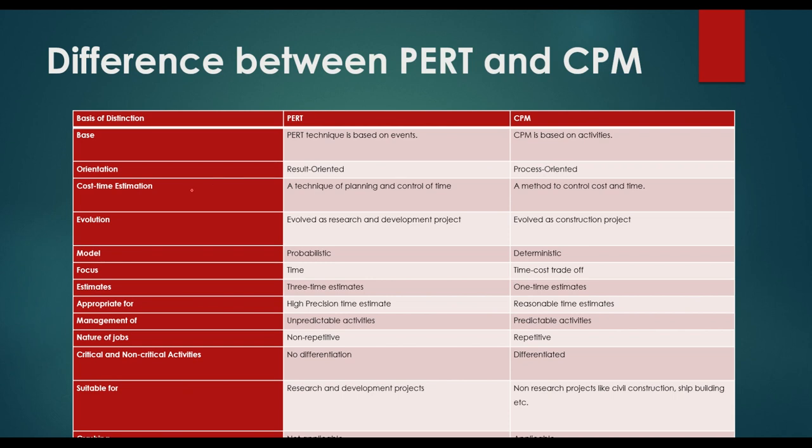Then next is cost time estimation. So a technique of planning and control of time. So here, PERT focuses more upon time, how much time it is going to take. But CPM focuses upon both cost and time. How CPM is going to focus more upon time depends upon, you know, there is another set of questions which we will discuss later on. Then you will be able to understand how PERT and CPM will help you to minimize cost and time.